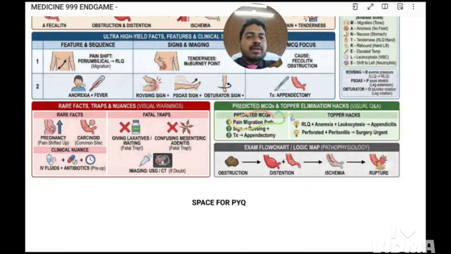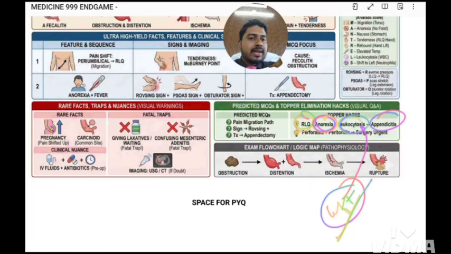Next, the pain migration pathway I have told you: first from the umbilicus, then migrating towards the right lower quadrant. Rovsing sign is positive, appendicectomy is done. If there is right lower quadrant pain along with anorexia, fever, and leukocytosis with a leftward shift, then we think of appendicitis. If it perforates, then surgery is urgent.